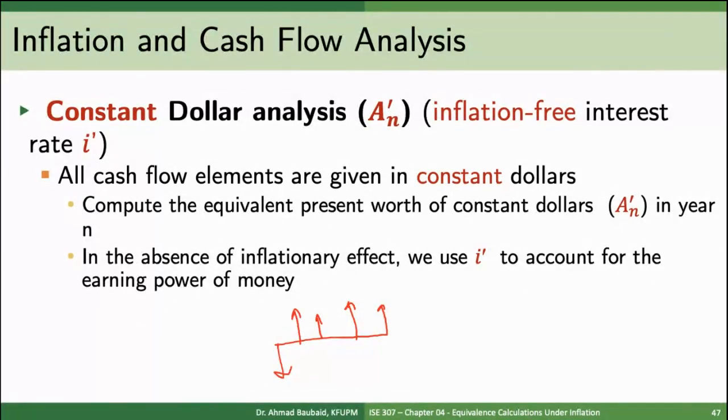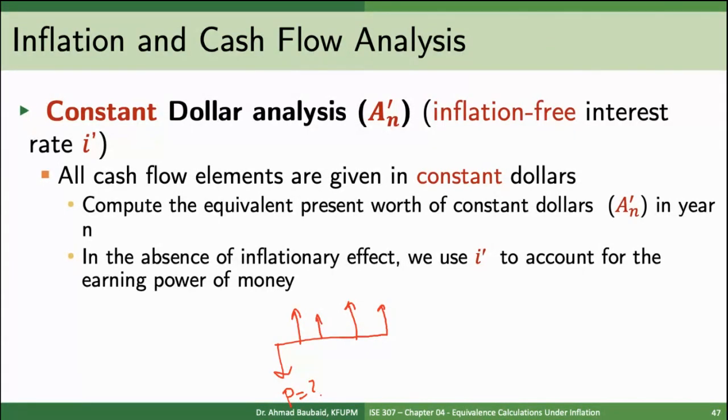So if I do that, then maybe I can do something called constant dollar analysis. What I can actually do is find the present value of the sequence of payments that is given in constant dollars. So you can see here, I compute the equivalent present worth of constant dollars in year N, in any year, right? Year 0 could be another year.